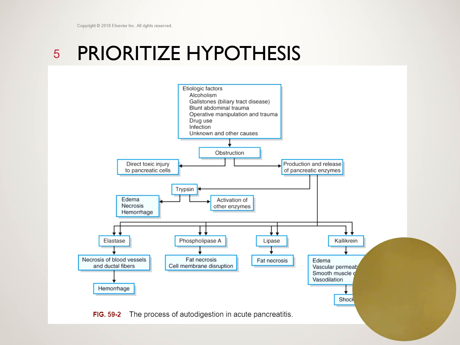Here's that slide that I was talking about. The priority hypothesis or priority collaborative problem for any clients that have acute pancreatitis will include severe pain due to pancreatic inflammation and enzyme leakage, weight loss, and inadequate nutrition due to the inability to ingest food and absorb nutrients. So again, this slide shows the process of autodigestion with acute pancreatitis.